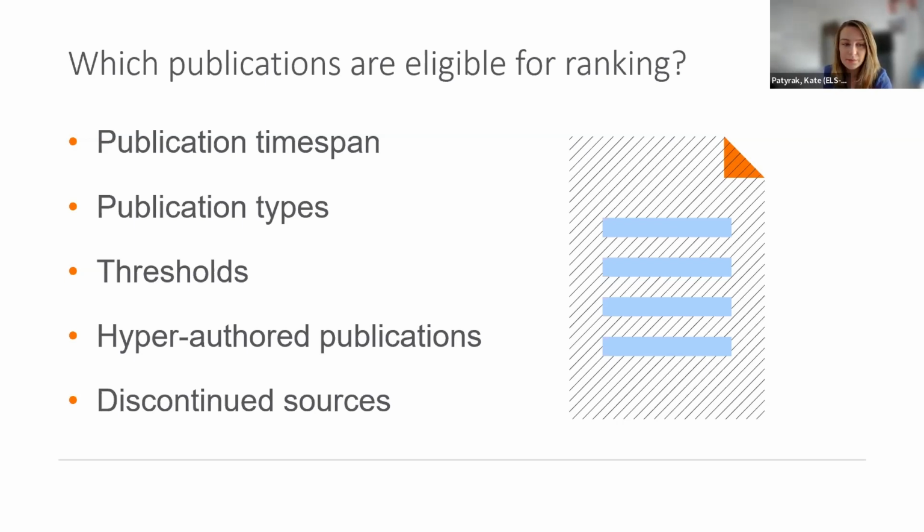And last but not least, THE excludes all output in discontinued sources. So this means that you should focus on publishing in quality sources. If the quality of a journal drops below a certain threshold, the journal becomes discontinued in Scopus, and your publications in that journal will be excluded from the rankings.